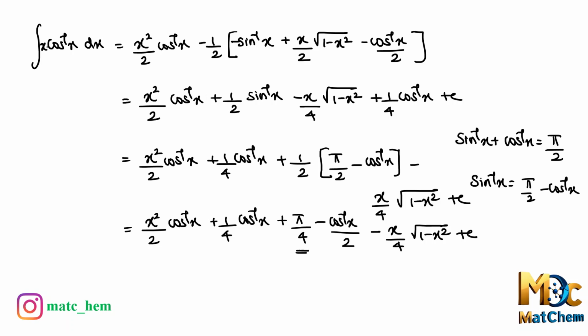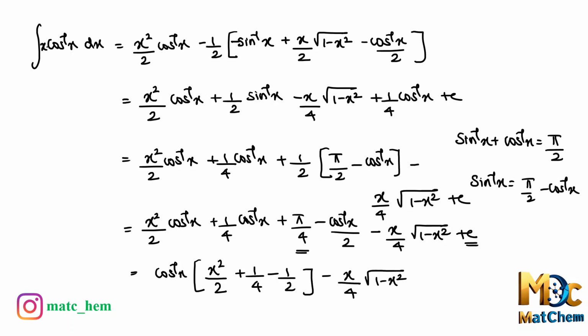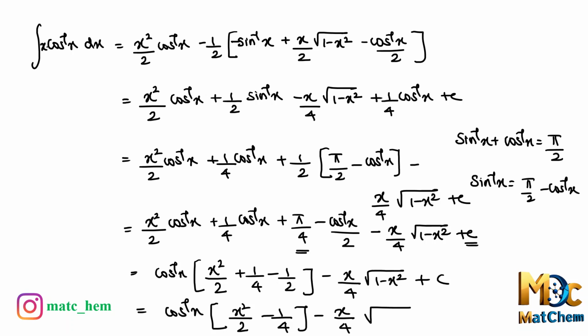Here this pi by 4 is a constant, so this constant can be added to the constant itself. Then cos inverse x can be taken outside, so cos inverse x into x square by 2 plus 1 by 4 minus 1 by 2, minus x by 4 into square root of 1 minus x square plus constant of integration. 1 by 4 minus 1 by 2 will become minus 1 by 4. So what will you get? You will get cos inverse x into x square by 2 minus 1 by 4, minus x by 4 into square root of 1 minus x square plus c.